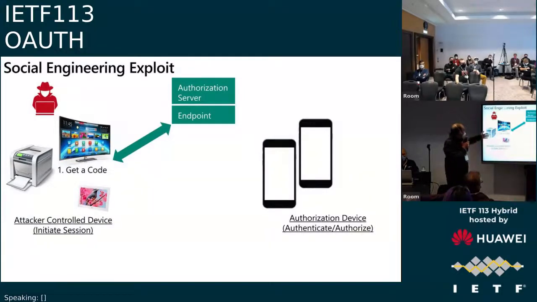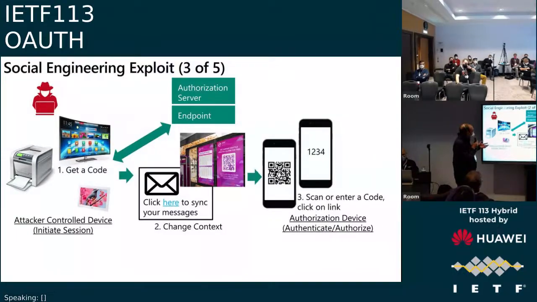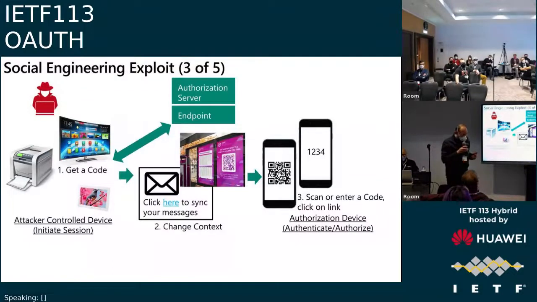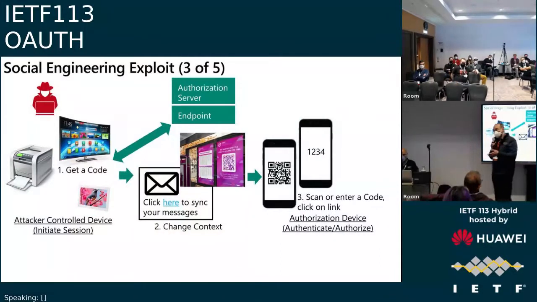So the attacker gets a code, and what they then do, step number 2, is change the context. And they do this in very clever ways, right? They may obtain a device, and then they may send you an email or a text message. The text message will say something like, hey, if you want to continue watching Netflix, you need to re-authenticate, right? And of course, these things happen occasionally, so people do it.